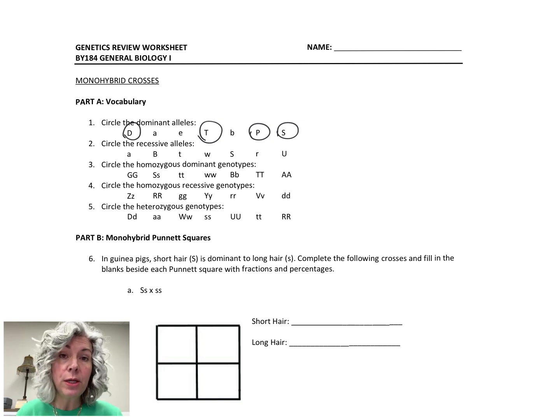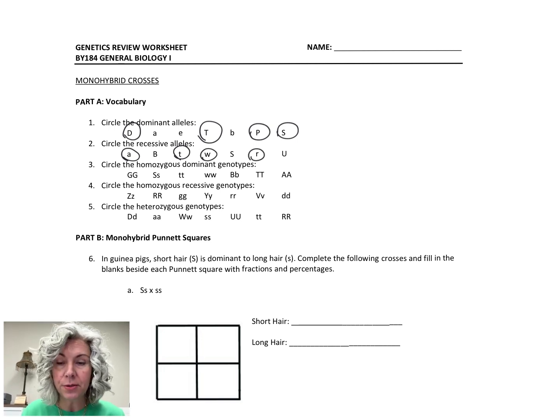Number 2, circle the recessives. All of this is going to be your lowercase letters. So lowercase a, t, w, and r. Those are our recessive alleles.